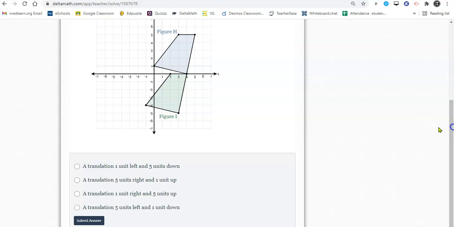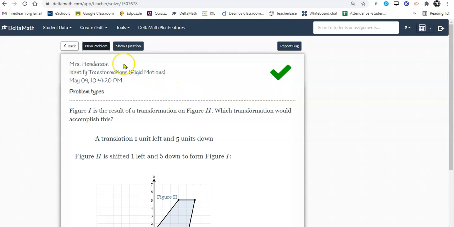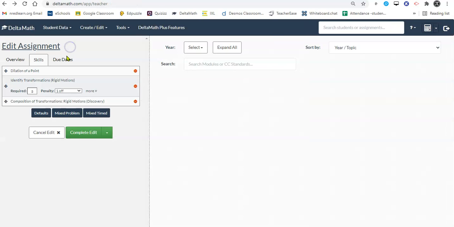As I'm looking at my choices, I'm noticing that this corner dot is lined up with 5. This corner dot is lined up with 4. So it definitely shifted 1 to the left. So 1 unit left. And then we can double check. 1, 2, 3, 4. Yep, 5 units down. So that's how you complete the second portion of the homework.